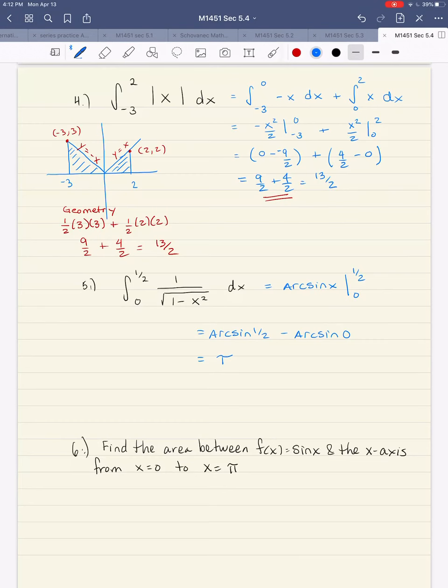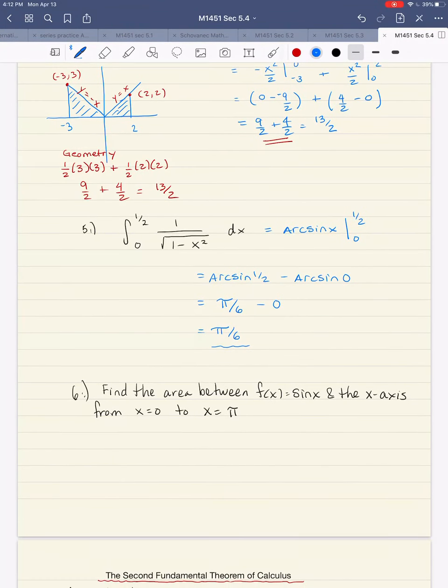The arcsine of 1/2 is the angle that we take the sine of to get 1/2. That's pi over 6. The angle that we take the sine of to get 0 is 0. So this integral has a value of pi over 6.